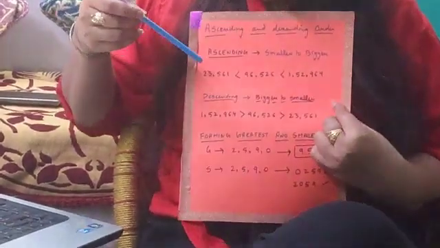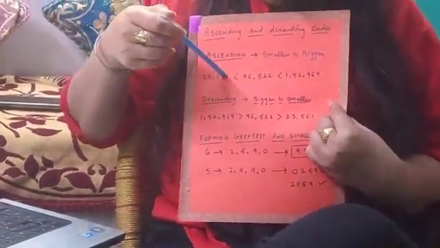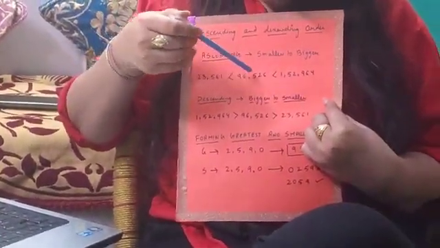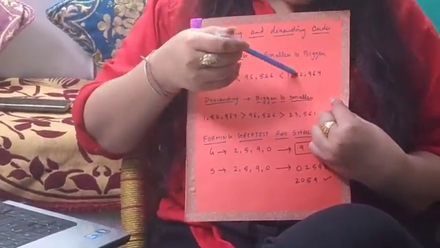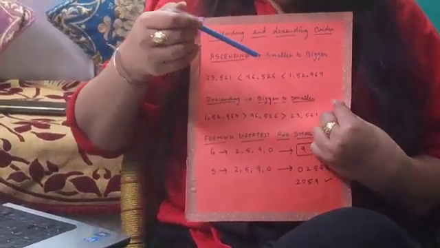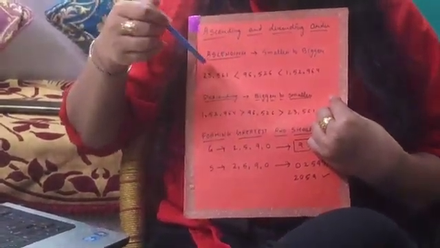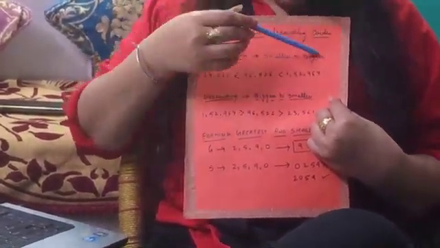For example, 23,561 is smaller than 96,526, which is smaller than 1,52,964. So what we have done here, we have arranged the numbers from smaller to bigger.